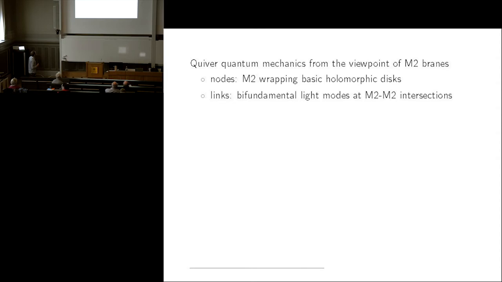Now, what about the viewpoint of M2 branes for the quiver dynamics? Well, in this story, every node of the quiver would be an M2 wrapping a basic holomorphic disk. Links in the quiver would be bifundamental light modes arising at the intersections of M2 branes. But this raises the question of how do you think about intersections of two cycles in a six-manifold?